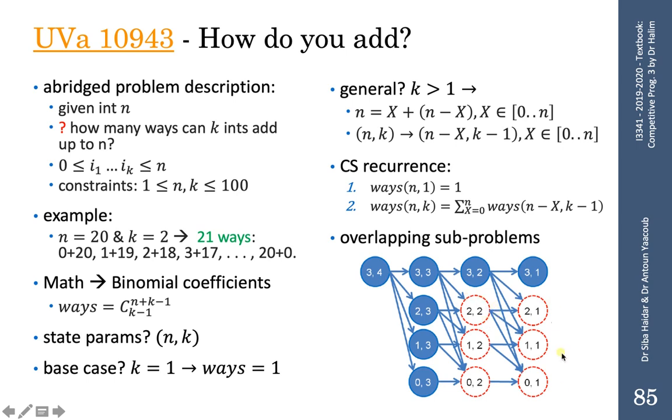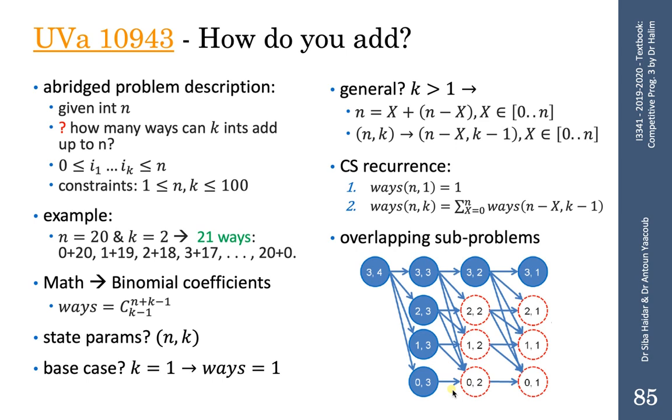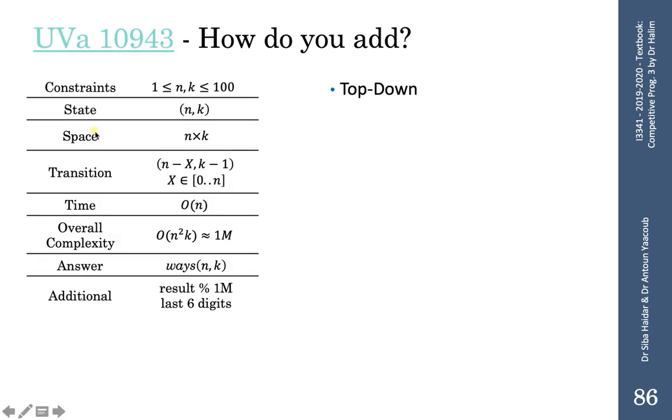So you can see in red the states that are reached from more than one previous state. So for sure here is an example of overlapping, and DP will be very good. So let us summarize the DP terms. The constraints are that they are between 1 and 100. The state is (n, k). The space, how many distinct states we have: n times k.